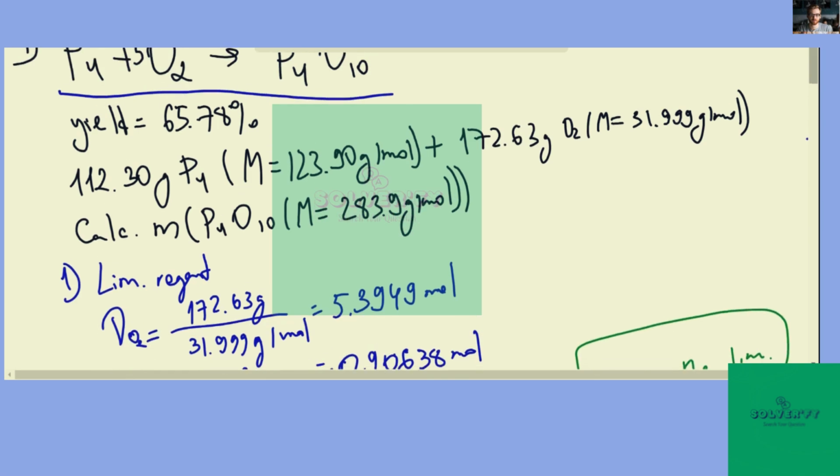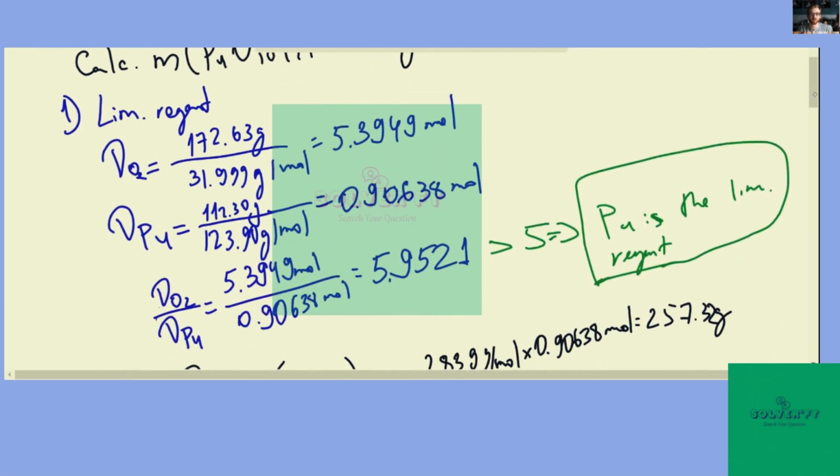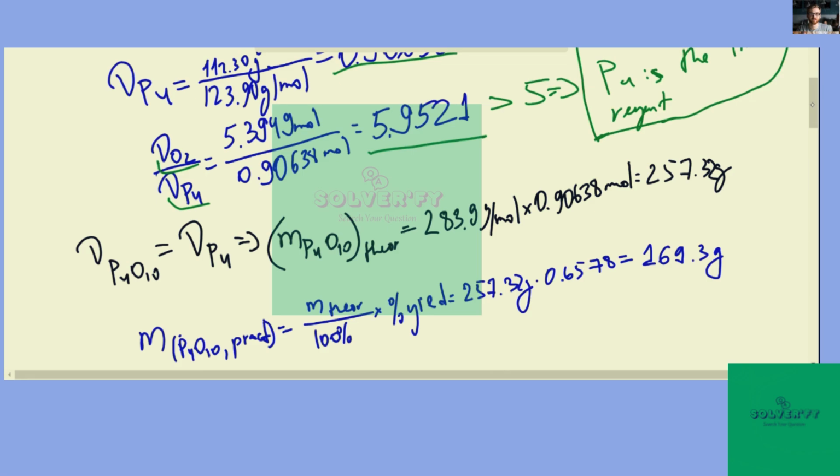To do this, we have to calculate the number of moles of each component, and the calculation is shown here. The ratio of the number of moles of oxygen over phosphorus is 5.9, which is above 5. Therefore, there is more oxygen than required, and phosphorus is the limiting reagent. Consequently, the number of moles of P4O10 formed as a result of the reaction equals the number of moles of phosphorus, and therefore the theoretical yield is calculated here.